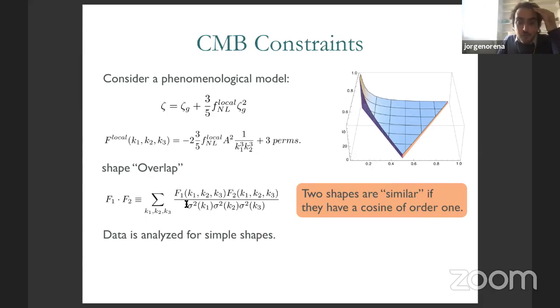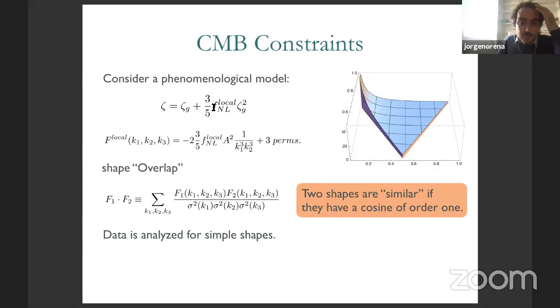People define an overlap between shapes as a sort of cosine in this way. And two shapes are similar if they overlap. It turns out that until very recently, data could only be analyzed for very simple shapes, so-called factorizable shapes, because a general bispectrum was prohibitively expensive for CMB analysis. Recently, people have developed new techniques to look at oscillations and more general shapes. But these simple phenomenological templates are still being quoted.